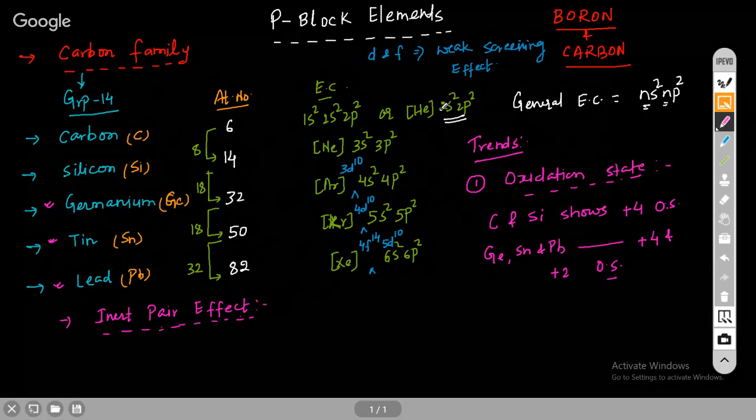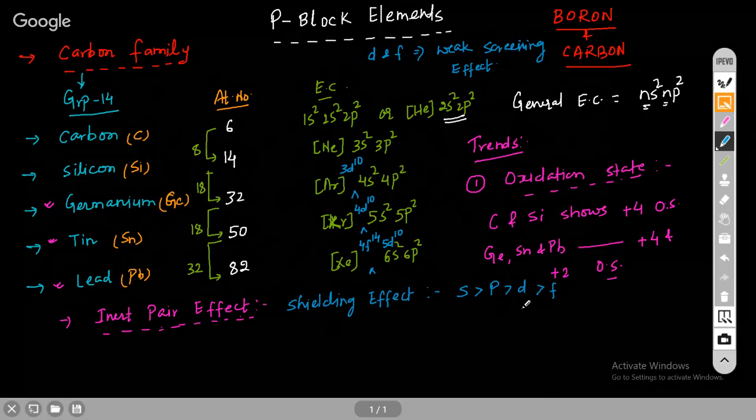See, that is not the thing. And this is important for a school exam also. They ask you, what is inert pair effect? First of all, if I ask you, what is the order of shielding effect of orbitals? It is maximum for s, then p, then d, and then f.